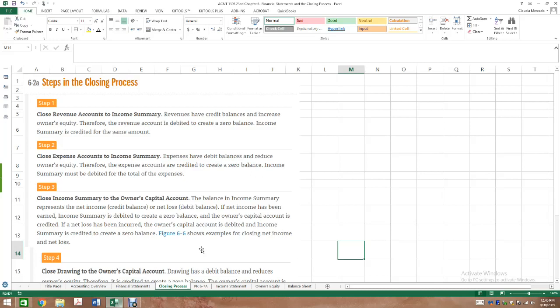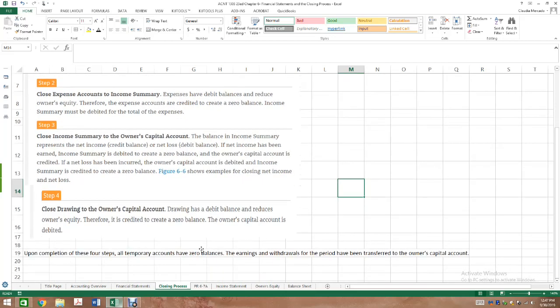Step number 3, you're going to close income summary to the owner's capital account, okay? So you're going to calculate the balance in your income summary account, which basically represents either your net income or your net loss, okay? If net income has been earned, then income summary is going to be debited to create a zero balance, and the owner's capital account is going to be credited. If you have a net loss, then the owner's capital account is going to be debited, and income summary is going to be credited to be able to zero it out, okay? And then there's a figure in your textbook, figure 6.6, that basically shows examples of the closing process for both net income and net loss, okay?